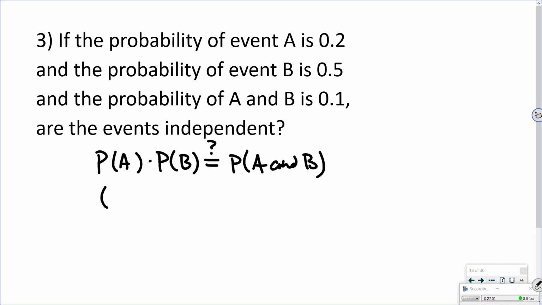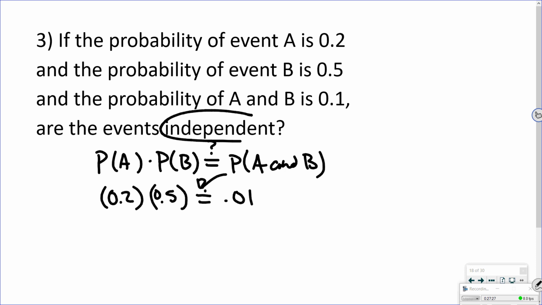So what was the probability of A? 0.2, times the probability of B, 0.5. And the question is, does that equal the probability of A and B, which is 0.1? So grab a calculator and multiply those together. 0.2 times 0.5 equals 0.1. Yes, it does equal it. Checks off. That means, yes, they are independent. So if you know they're independent, you can use a formula, but you can also use a formula to prove that they are independent or dependent.